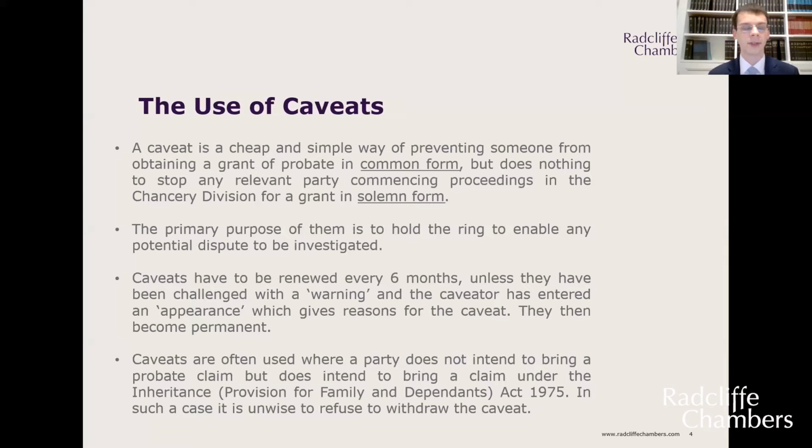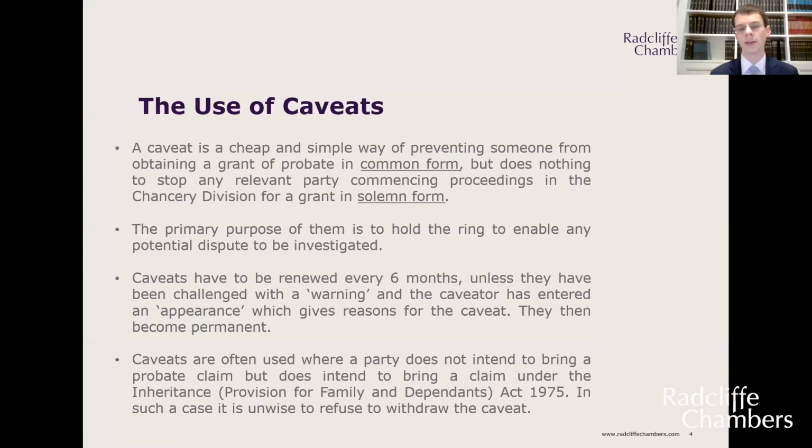Before you get started, and something that anyone who practices in this area will come across pretty much straight away, is a caveat. What a caveat does is it prevents someone getting a grant of probate in common form from the probate registry, and it's very cheap. I did try and look up before this talk exactly how much it costs. I found conflicting answers, but it looks like it's either £3 or £20, so pretty good value, one might think. And that is how almost any probate dispute is going to begin.